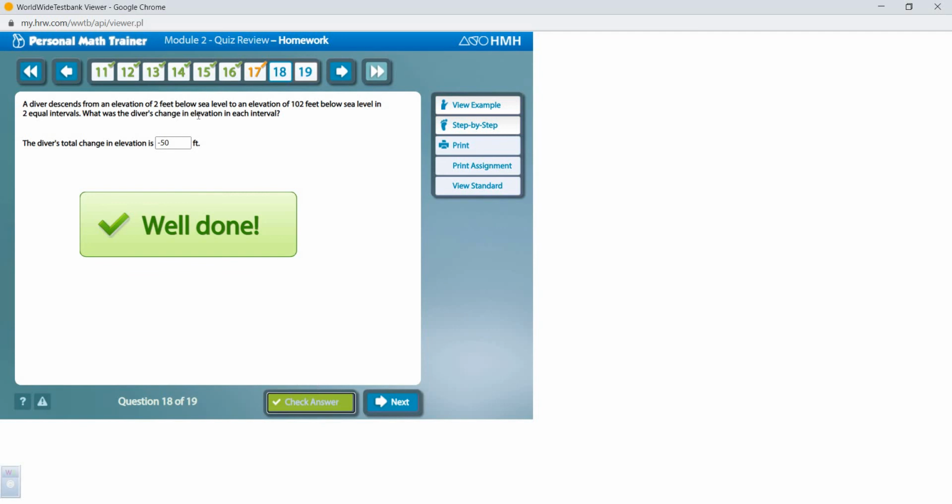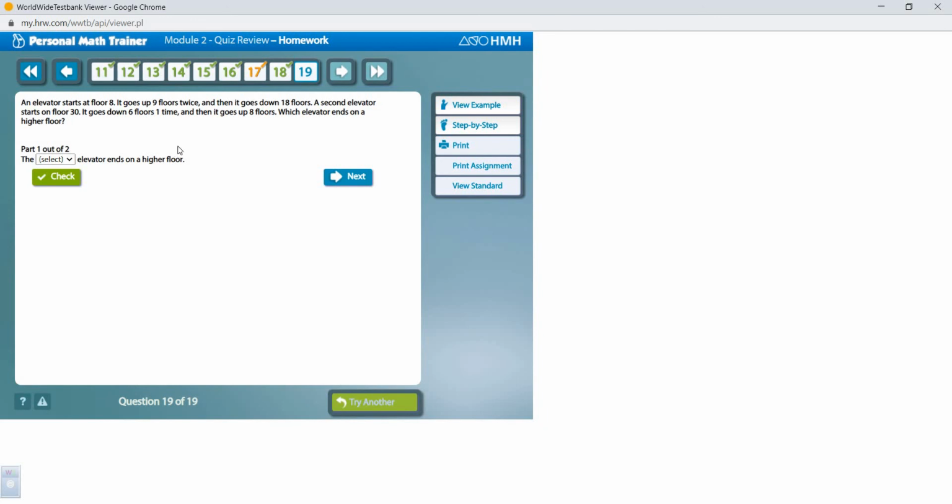All right, that was really confusing, the way they said it here and the way they said it there, because this makes it sound like the total change. The total change was 102. All right, but they wanted the total change in each interval. I really don't like how they worded that.